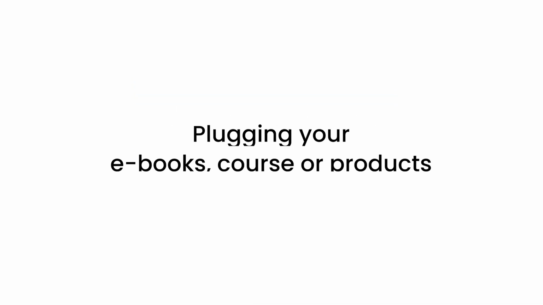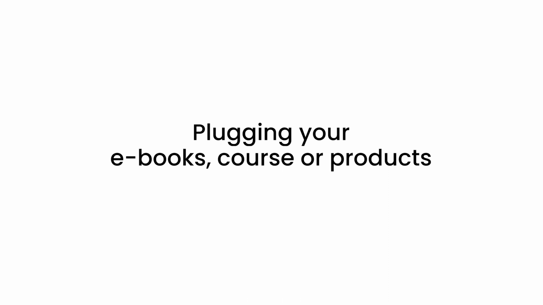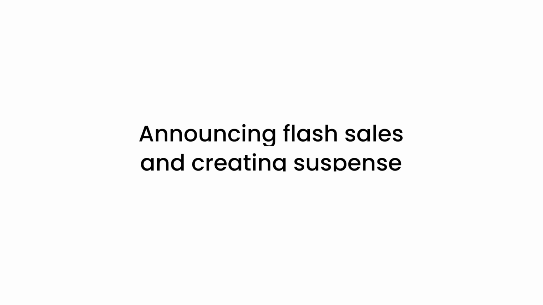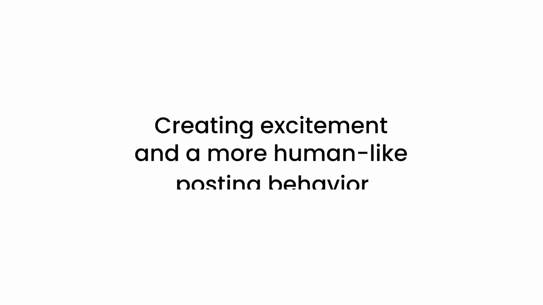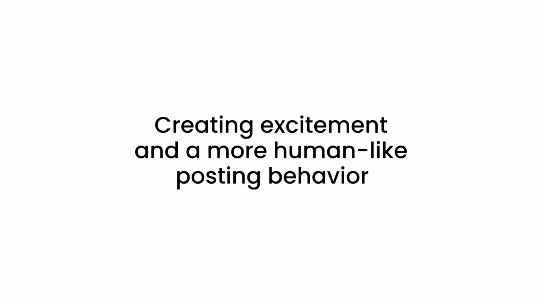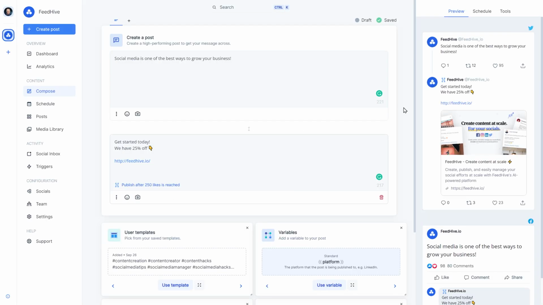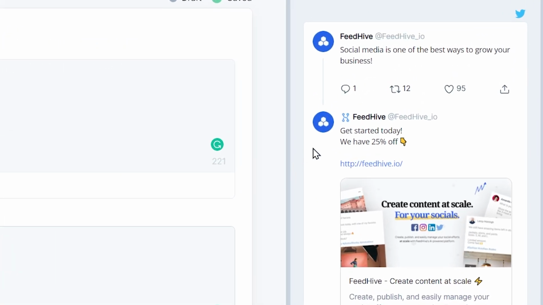It's perfectly suited for plugging your ebooks, course, or products on your most well-performing posts, announcing flash sales, and creating suspense with time limits and automatic reminders, creating excitement and a more human-like posting behavior on your scheduled posts. This works by scheduling a comment or a subtweet, which will only publish if the main post meets certain conditions.